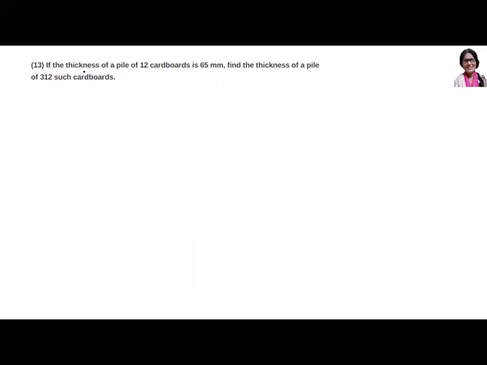If the thickness of a pile of 12 cardboards is 65 millimeter, find the thickness of a pile of 312 cardboards. The cardboards are kept one over another in the same way. It is saying that if there are 12 cardboards, it gives us 65 millimeter. Now, if I take 312 cardboards, what will be its height?